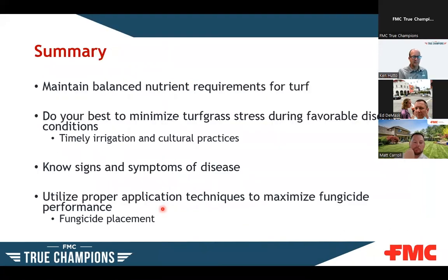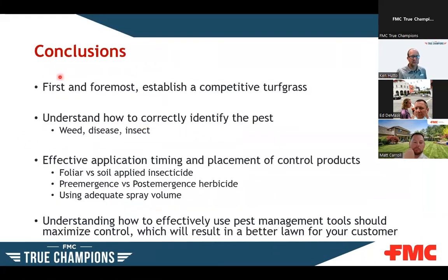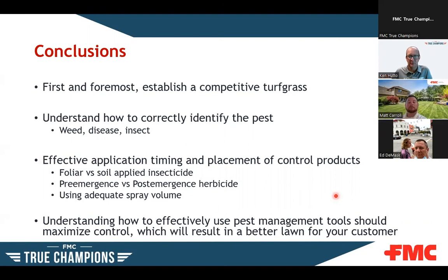I'm just trying to finish up a little bit, because I know we're all out of time, but the basic thing, first and foremost, is establishing that competitive turf. Understanding how to identify the pest, the disease, is going to make your job a lot easier, and it'll be a lot more directed to how you can manage that, and setting up your plan to apply those fungicides appropriately, whether it's a root pathogen or a foliar pathogen, and really to set you up to be successful and deliver that product to your customer that they are hiring you to do.